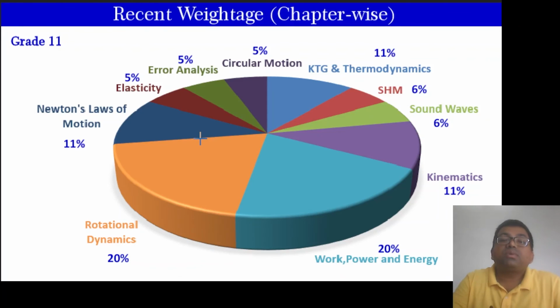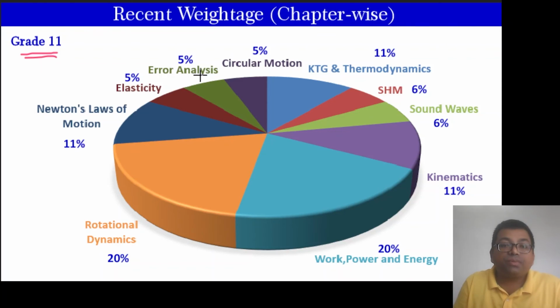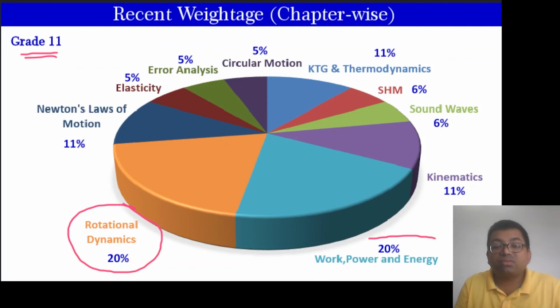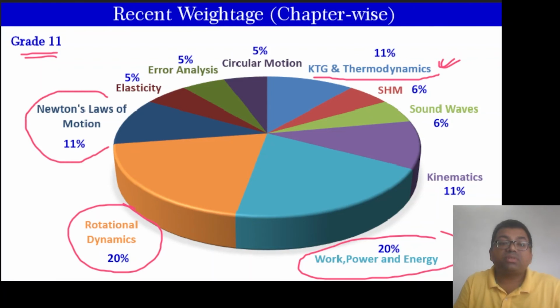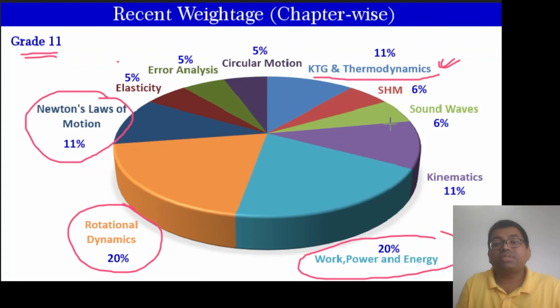Now coming to the weightage, if you see the recent weightage of topics on which they have asked questions, this is for grade 11. The high weightage topics are rotational dynamics, and work, power, energy. These are the highest; others are scattered. Then kinetic theory and thermodynamics is also very high. Then Newton's laws of motion, as I told, the second law particularly has a lot of applications. Others are 5%. Sound waves are also important.